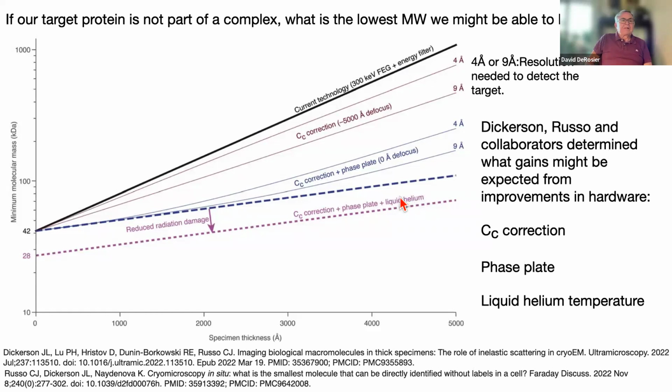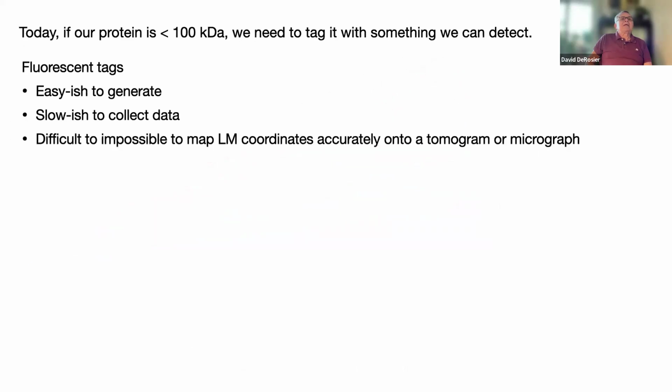Now, what happens if your protein, at least today, is less than 100 kilodaltons? Well, one possibility is to use fluorescent tags, as I had thought to do at one point. They're easy-ish to generate. They're slowish to collect data, and I put slowish because some people are faster than others, but even so, it might be an hour.